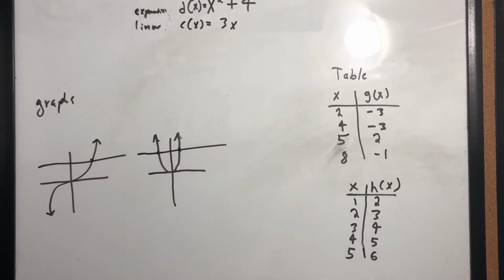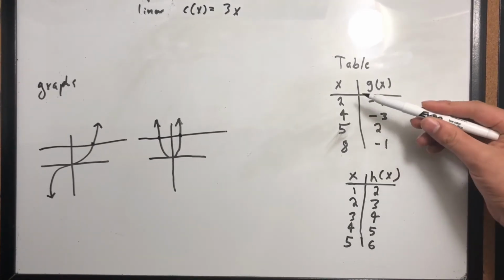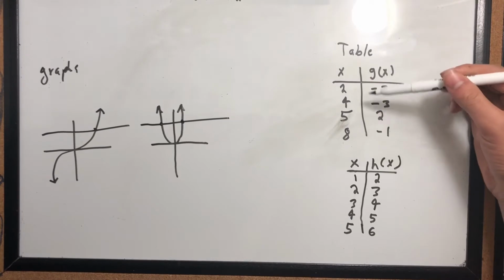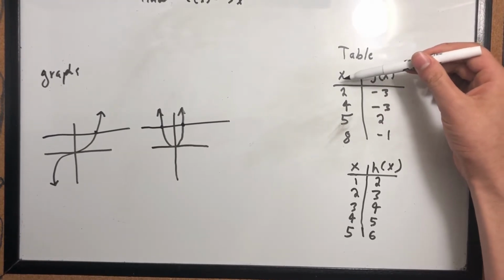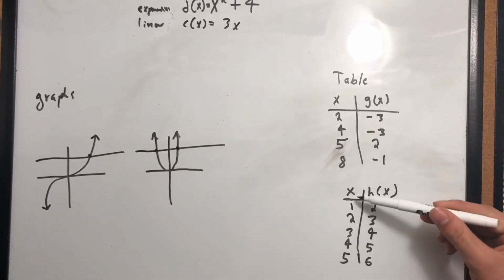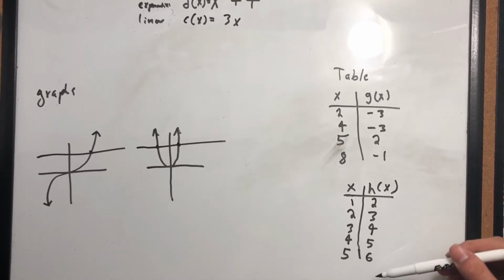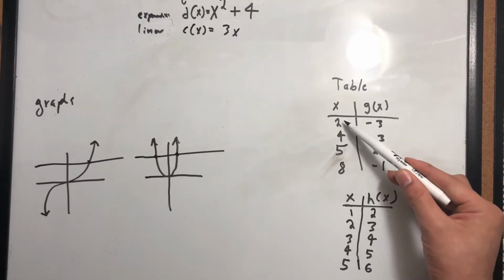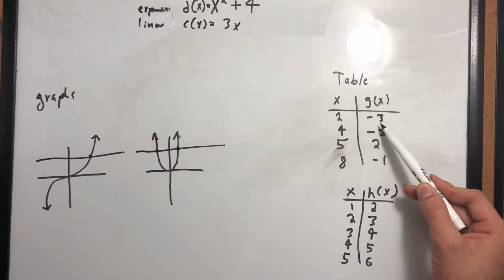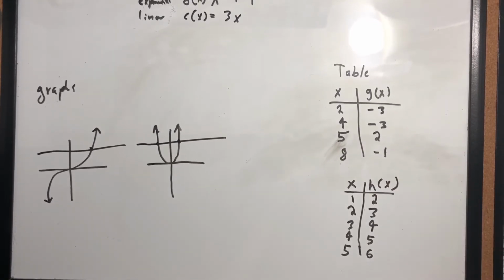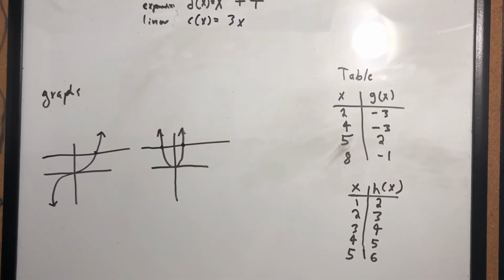Okay, now for tables. So in order for the table to have an inverse, how you can tell is for every one x value, there has to be exactly one y value. So in these two tables, in this one, for every x value, there's exactly one y value, and it doesn't repeat. But in this one, when x is 2, g of x is -3, and when x is 4, g of x is -3. Therefore, there is no inverse.